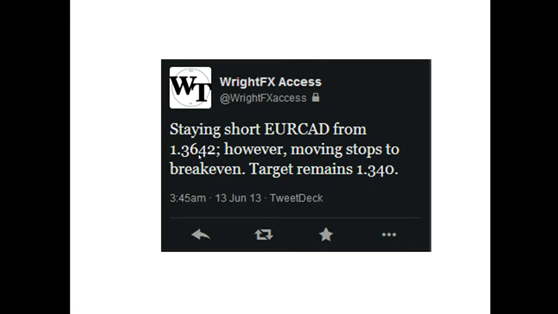Staying short EuroCAD from 136.42. However, moving stops to break even. Target remains 134. So there we said to all of our members, our stops are now at break even. Please update your trade accordingly if that's what you want to do. We are now not going to take a loss on this trade.